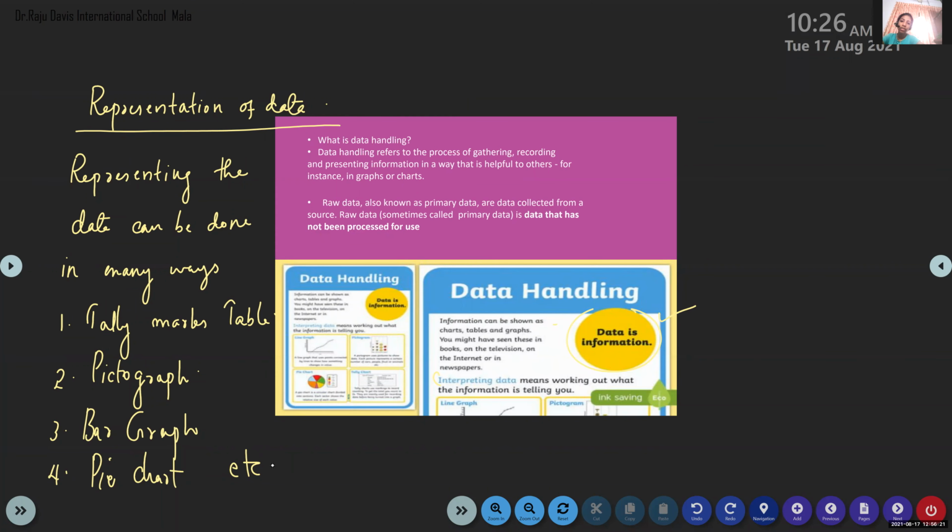Okay. Now listen, children. Ma'am, we also drew bar graphs. Bar graphs you might have drawn. Tally marks also. Yes, ma'am, in 4th standard.